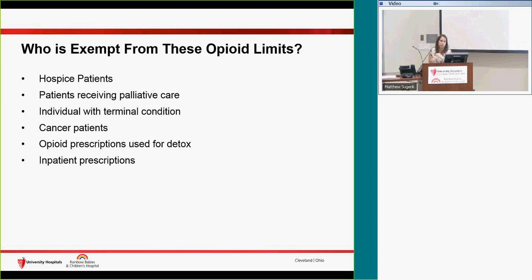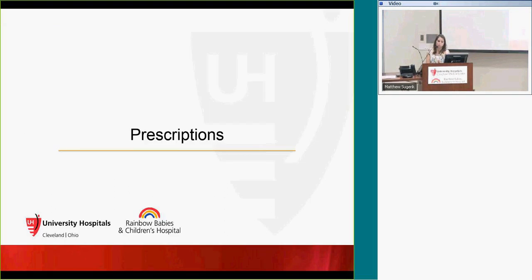Who is exempt from opioid limits? Hospice patients, palliative care patients, patients with terminal conditions, cancer patients, and if you're prescribing for detox or inpatient prescriptions. I know our palliative care service will actually write on the prescription "palliative care patient" so that people aren't questioning things about that.